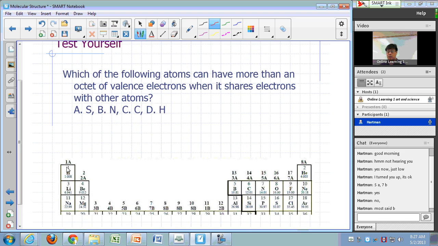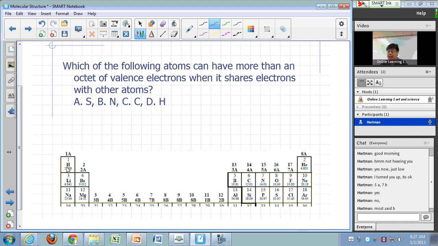Let's take a look at this one. Which of the following atoms can have more than an octet of valence electrons when it shares electrons with other atoms? Is it sulfur, nitrogen, carbon, or hydrogen?